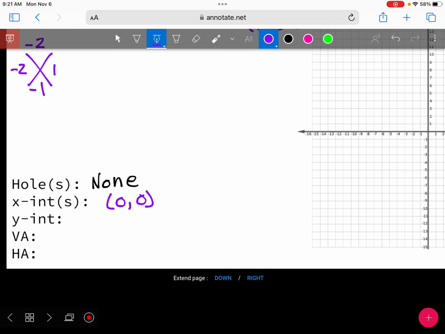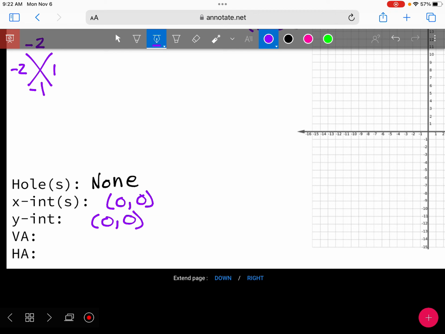How about a y-intercept? 0, 0. That's what happened. We check that by substituting in 0. 0 is our numerator. 0 over anything is 0. So our x-intercept and our y-intercept are the same here, and that's okay.